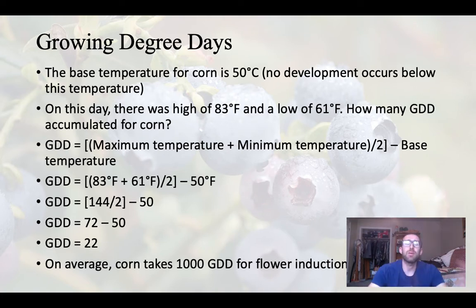Now, how this is helpful is when you know that it takes around 1,000 growing degree days for flower induction in our corn. So if we're tracking this each day, it's going to give us a better estimate of when our corn is going to go through different developmental stages. So it could be helpful for that management, planning things out.